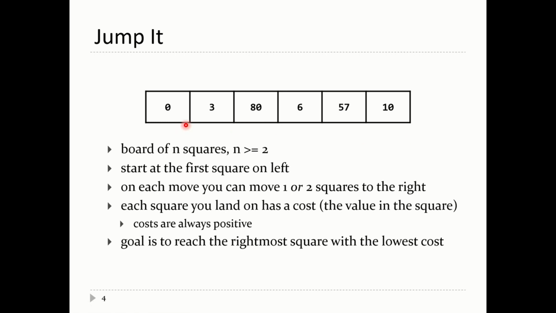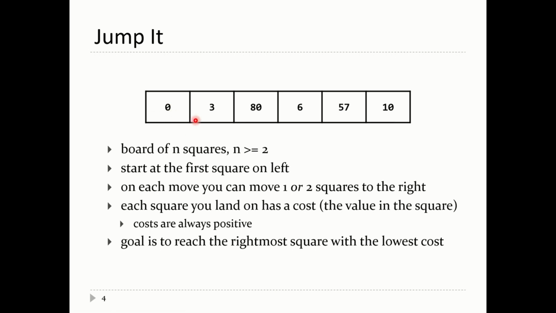So we've got this little game. It's not the most exciting game in the world. It's called Jump It. It's made up of a list or an array. So it has n squares. N has to be greater than or equal to 2. You're always starting at the left-hand square, and you're trying to get to the right-hand square.